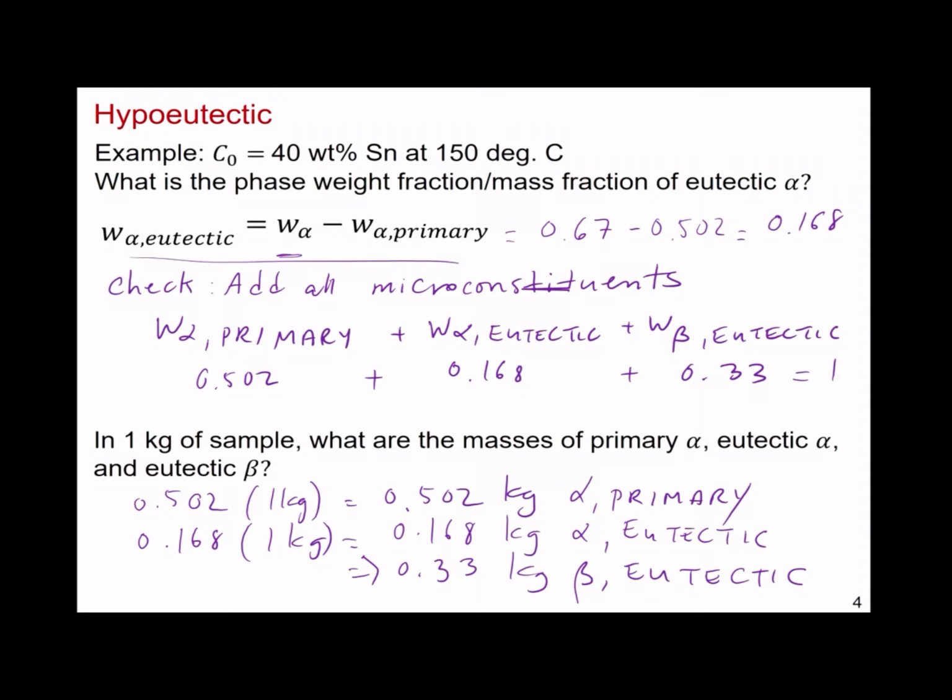Any additional question on how to manipulate the lever rule for a eutectic diagram? No, you can't. So the question is, if you're at 61.9 weight % tin, would you ever see primary beta? No, right? Because it's going from liquid and it goes straight to eutectic alpha and eutectic beta. It never even sees primary alpha either.